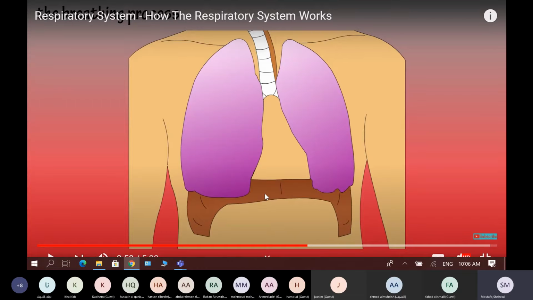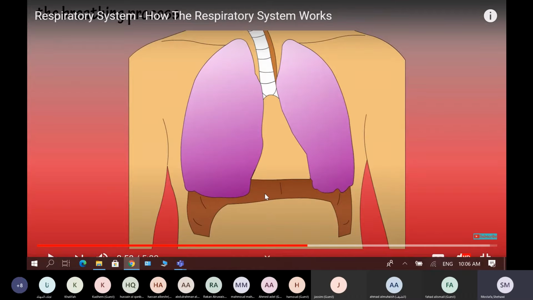Breathing has two processes. Number one is inhaling, number two, exhaling. Inhaling means moving air into the lungs. To do that, you must increase the size of the chest cavity. Your chest cavity must be increased in size. And that's exactly what happens.